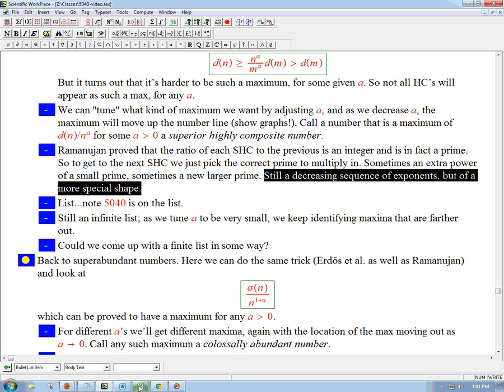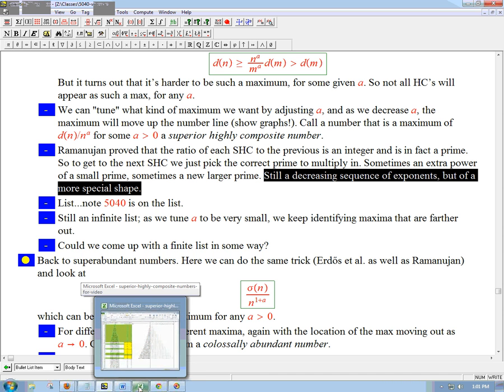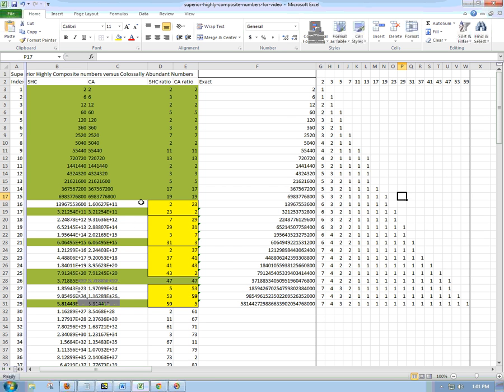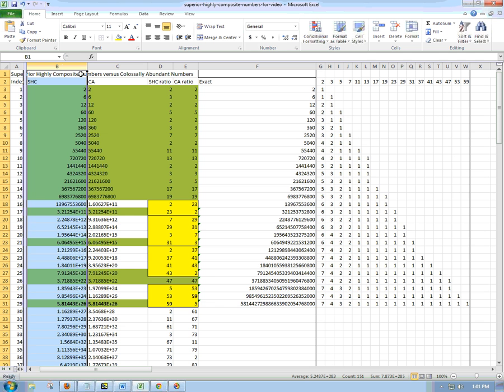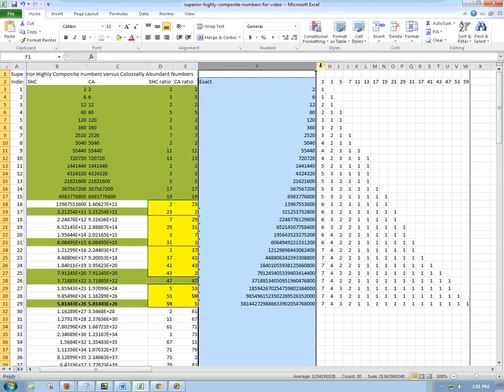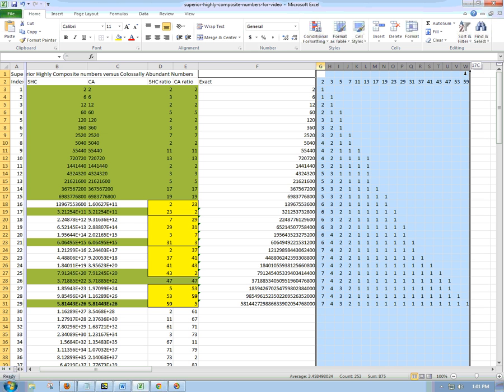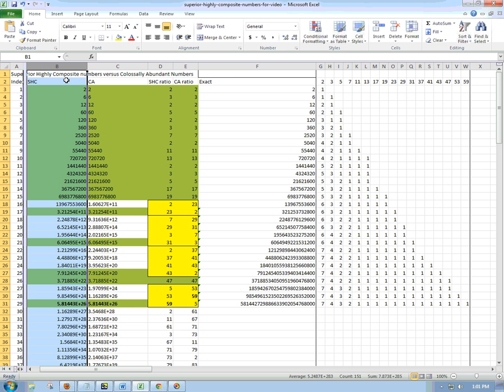So let's look at the list here. Okay. So here's an Excel spreadsheet. The main thing we're looking at here is column B, F, and then G through W. Okay, all this stuff. So here's the superior highly composite numbers. We'll explain what's going on with column C later. So here they are, 2, 6, 12, 60, 120, 360, 2520, 5040, 55440. These guys grow rather faster than just plain old highly composite numbers because we are picking out these special ones.